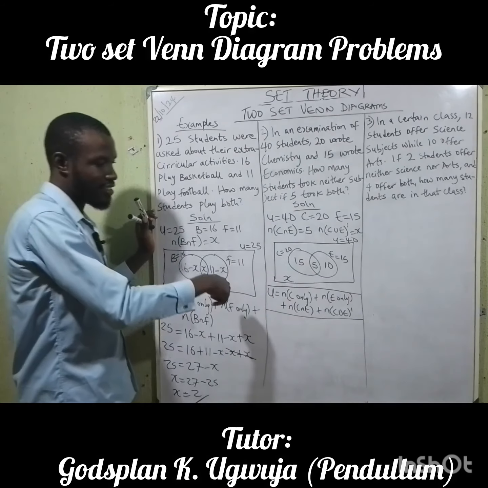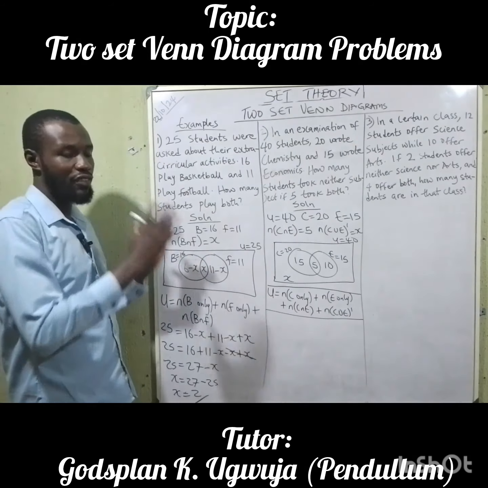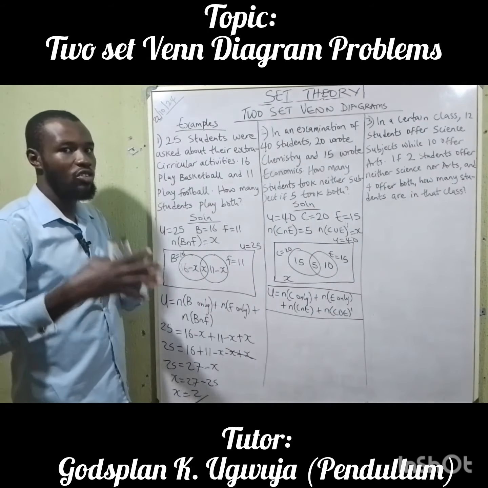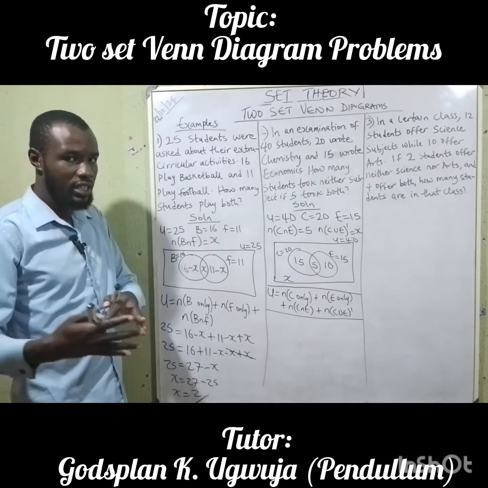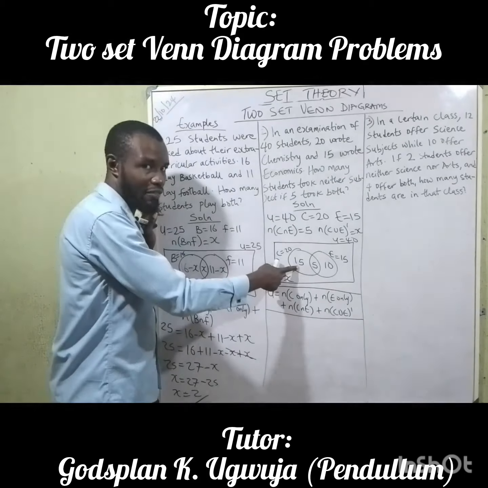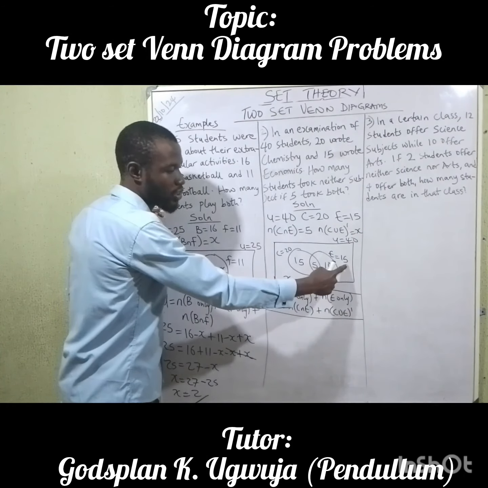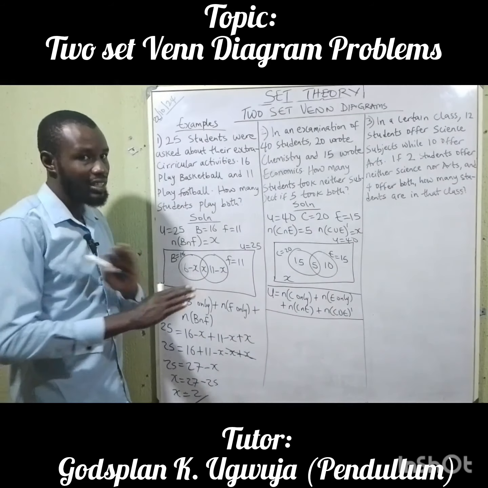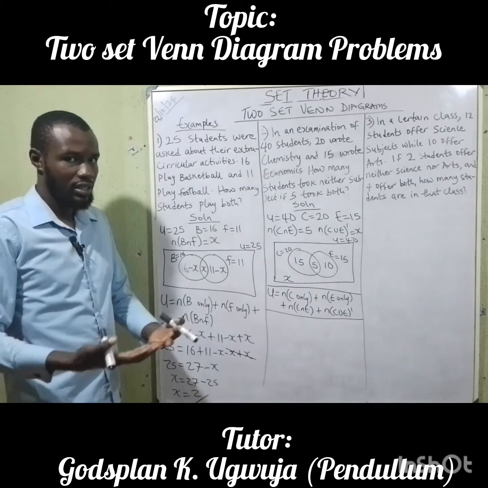So the universal set is equal to the number of elements in the first set only plus the number of elements in the second set only. And how do you get those ones? The whole set minus the intersection will give you the first set only. The whole set minus the intersection will give you the second set only. Please, this thing is simple if you understand it.